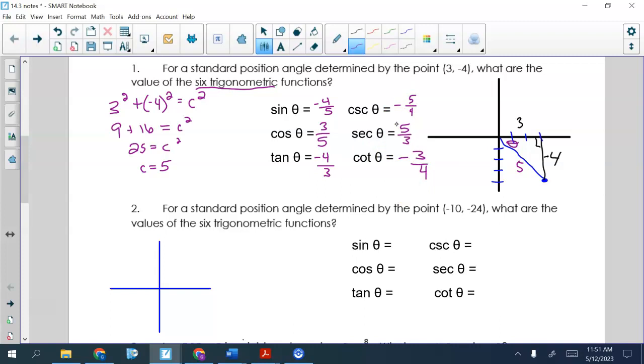All right, so why don't you try number 2. This time your point is (-10, -24). So find that hypotenuse and then find the 6 trig functions. All right, go ahead and pause the video while you work on these.